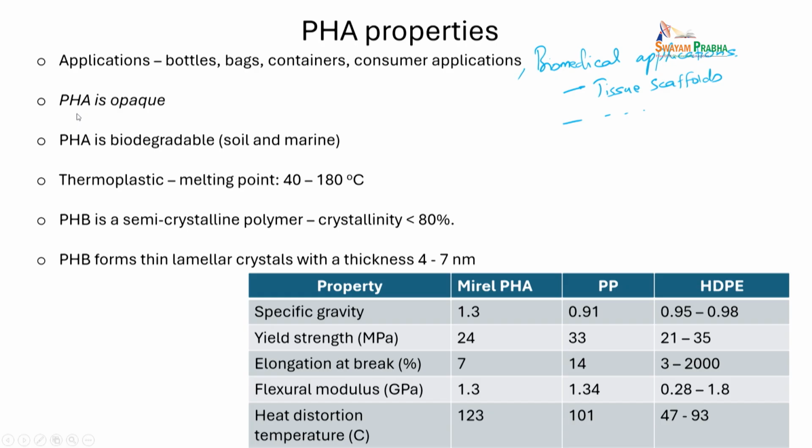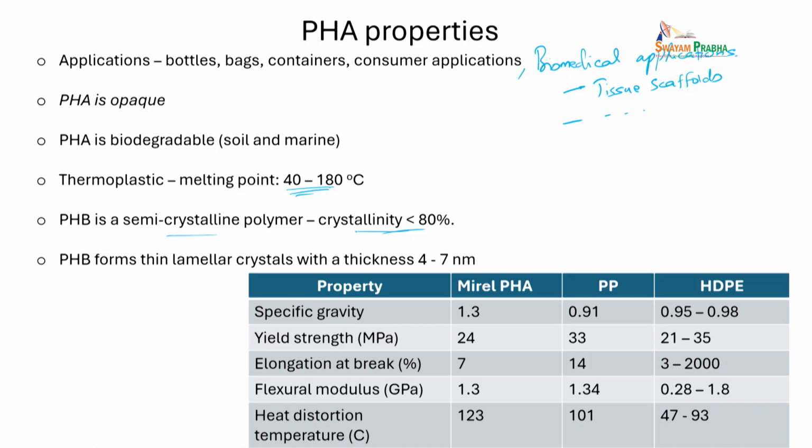In terms of its property, PHA is actually opaque, it does not form a clear film. That is because it basically forms a semi-crystalline polymer, but the crystal sizes are so big that it makes them opaque. And as I said, PHA is biodegradable both in soil and marine. It has a thermoplastic nature in the sense that it has a melting temperature anywhere between 40 to 180, because the polymers can have different copolymers, so the range is very broad.